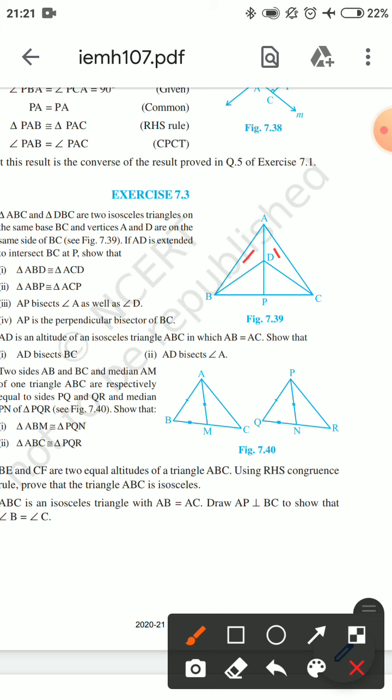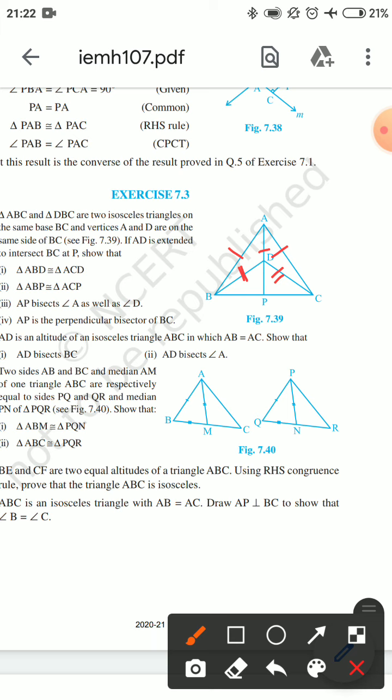First of all we can see that side AB is equal to side AC, that is given in the question. Side AD is common in both these two triangles, and side BD is equal to side CD, because triangle BDC is also an isosceles triangle. So by SSS congruency we can say that triangle ABD is congruent to triangle ACD.